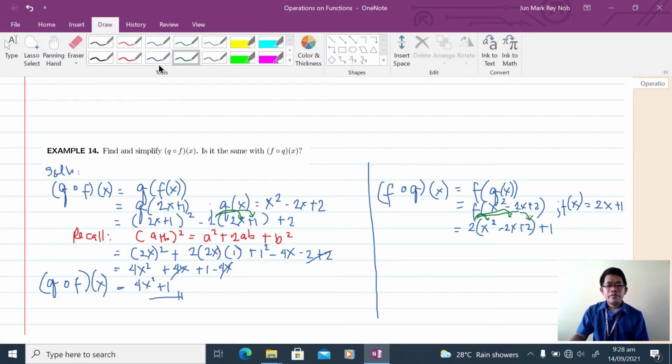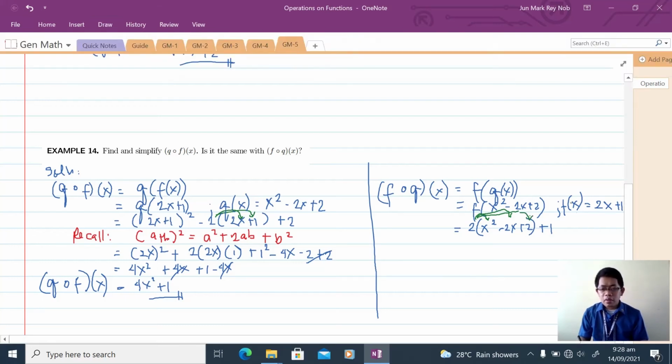Alright, so doing so, 2 times x squared is simply 2x squared. 2 times negative 2x is negative 4x. 2 times 2 is 4, and then plus 1. Then just simply combine like terms. We come up with 2x squared minus 4x. 4 plus 1 is actually 5. So this is now our value for the composition of F and Q.